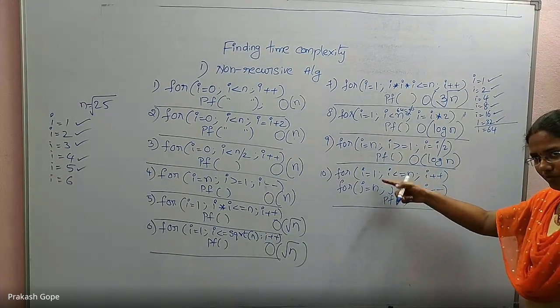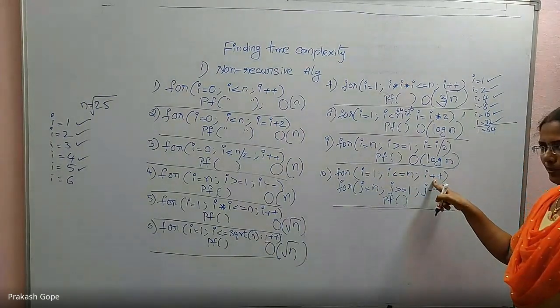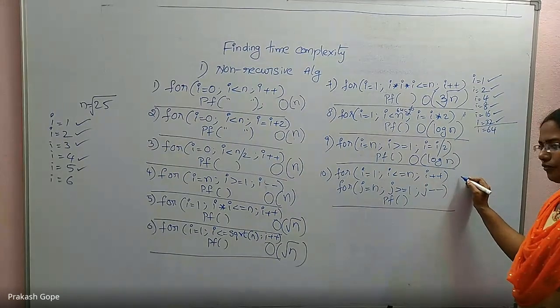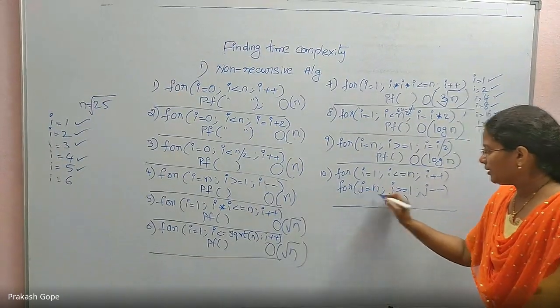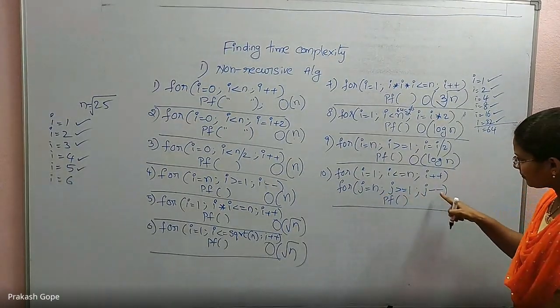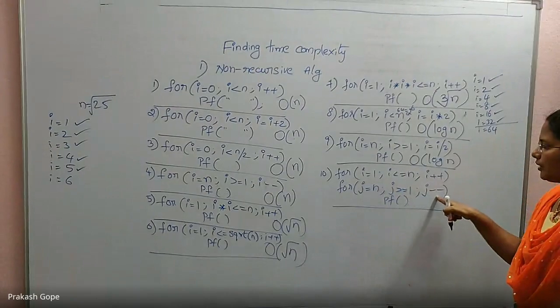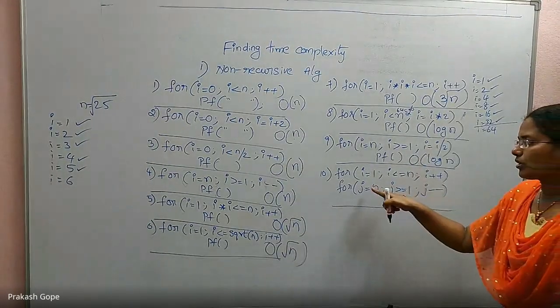Nested for loop. N square. This is a nested for loop, a for within a for. 1 to n, i plus plus. So this one will run for n times. This is j = n to 1, j minus minus. First you tell me this one only. Whether it is from 1 to n with j plus plus, it is the same as n to 1 with j minus minus. So this is also running for n times.